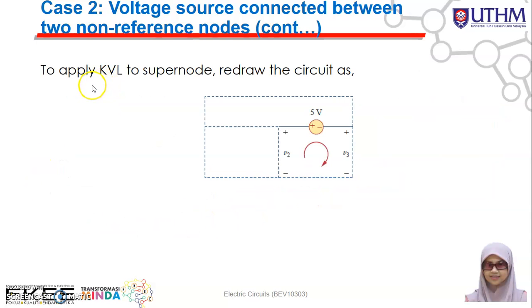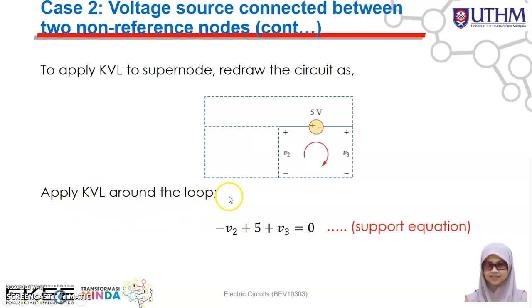Okay, and then we need to apply KVL to the supernode. Before we can do that, we can redraw the circuit first. The circuit can be redrawn like this, where here is your voltage node V2, here is the voltage node V3. So that's why here you have plus minus V2 plus minus V3. Okay, and then after that you can apply KVL around the loop. So here you have negative V2 plus 5 plus V3 equal to 0. Alright, so this equation we consider as the constraint equation.